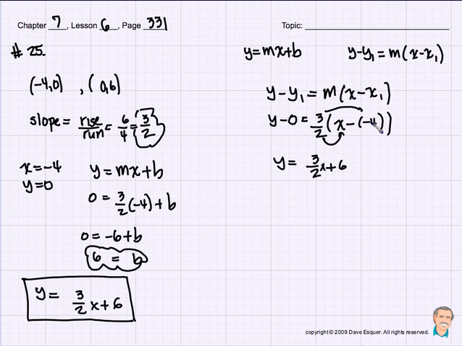3/2 times x, and I'm going to distribute again. Minus a minus 4 is plus 4. 3 times 4 is 12 divided by 2 is 6. So again, our equation comes out to be y is equal to 3/2 x plus 6. In the first formula, you have to solve for b. In the second one, all you have to do is plug it in and do some distribution. So you choose which way you'd like to do it.